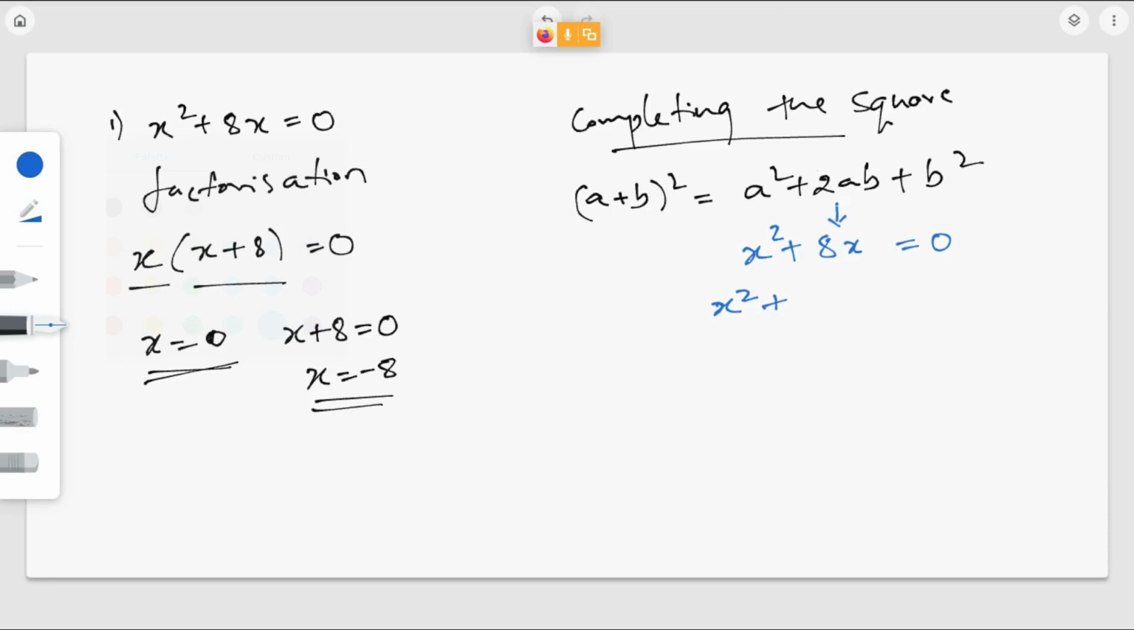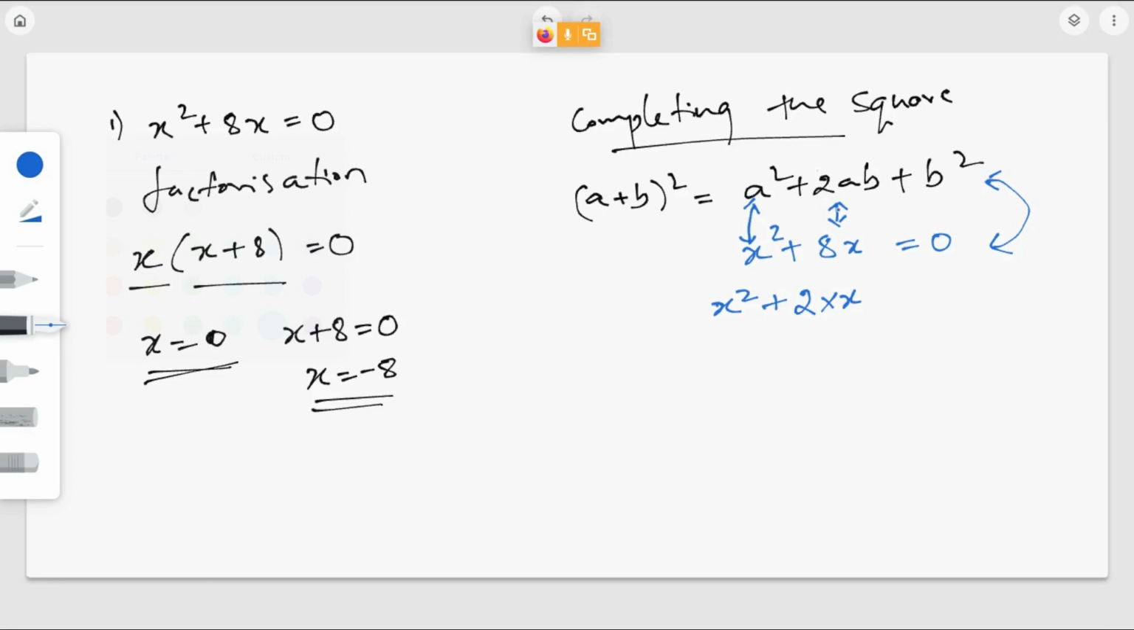Just compare these two: a square plus 2ab plus b square, and x square plus 8x. So first write 2 as it is, into a. What is a here? a is x, right? a square and x square. You need to just compare these two equations. It is not that complicated. So x and a are the same.